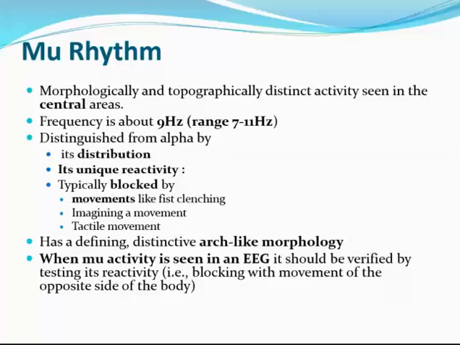When mu activity is seen in EEG, it should be verified by testing its reactivity, blocking with movement of the opposite side of the body. That's how you can actually say, hey, you know what, this is mu rhythm. Otherwise, it may fall into the same range as alpha.